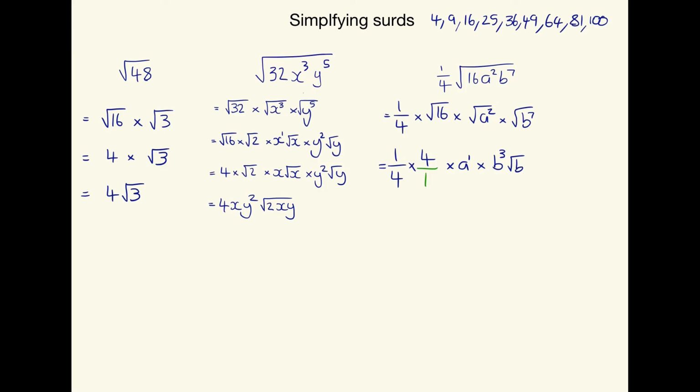Now, we can go ahead and simplify this first part, the quarter multiplied by 4. Whenever you're multiplying fractions, you multiply the numerators and the denominators. So you're going to be left with 4 over 4, and 4 over 4 is just 1. Now, whenever you have 1 multiplied by anything else, it won't change anything else. So you can just put a line through this and ignore it. So we're left with a times b cubed root b.